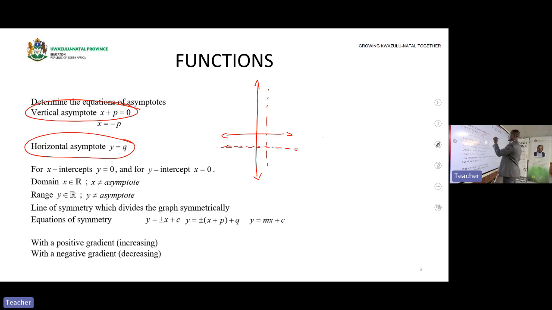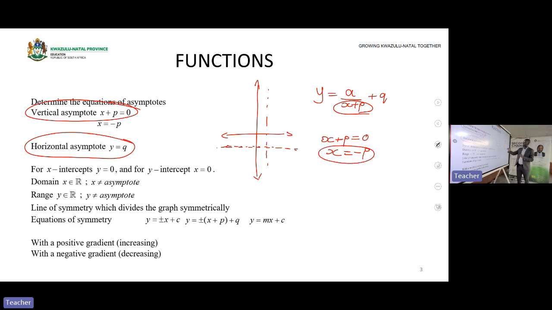So the value of p in our equation, remember we said our equation is in the form of y equals a over x plus p, plus q. Then you take this x plus p and equate it to 0, then you get your asymptote in the form of x equals minus p. Then what does this asymptote represent? This asymptote represents your vertical asymptote. It is the vertical asymptote.